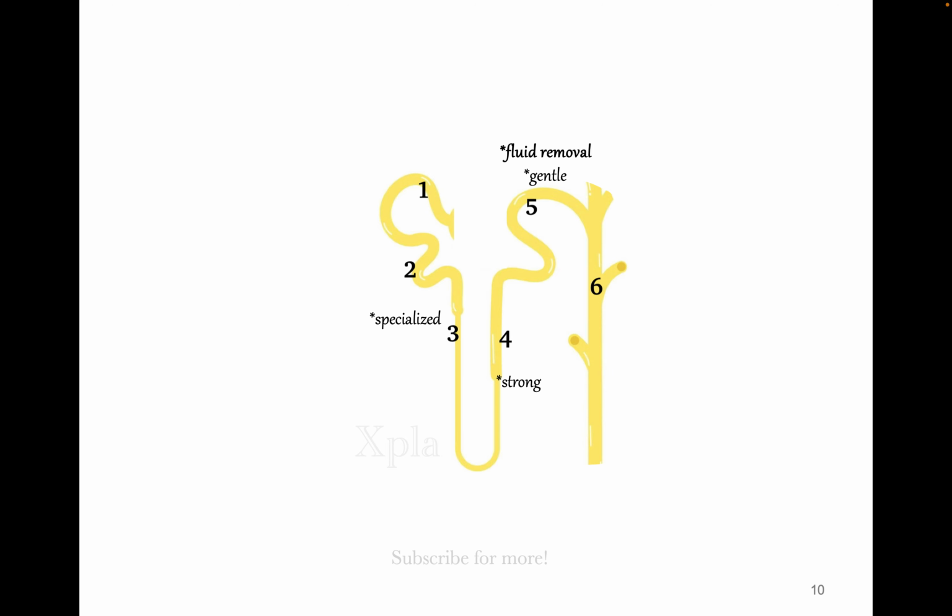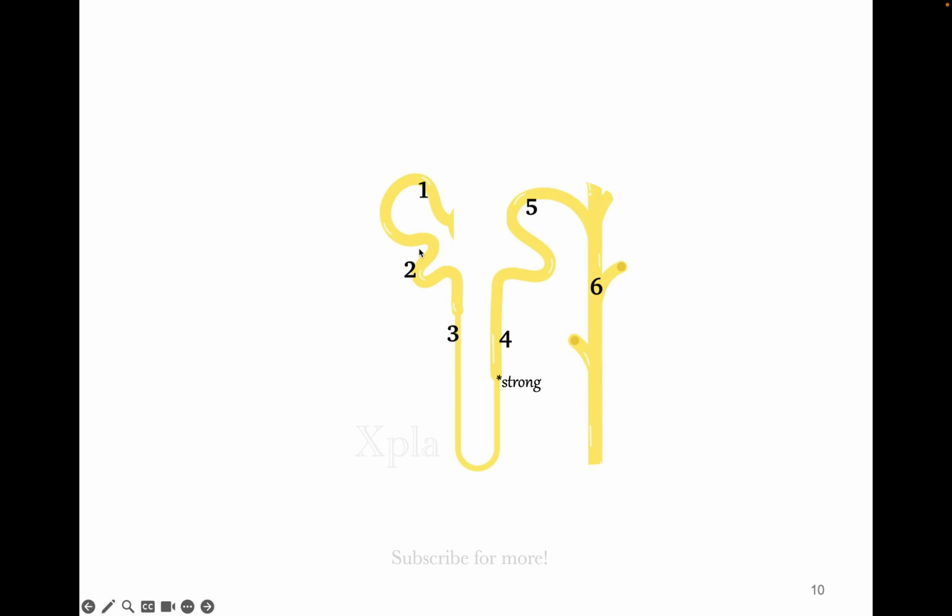Okay, this is the one nephron and we are going to distribute all the drugs here. Like I said, at the end of the nephron, you get a gentle pull, fluid removal. A little stronger pull will be through the ascending loop of Henle, and the anterior part will be specialized stretches. So let's look at that.